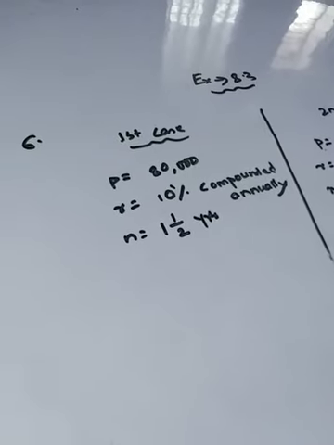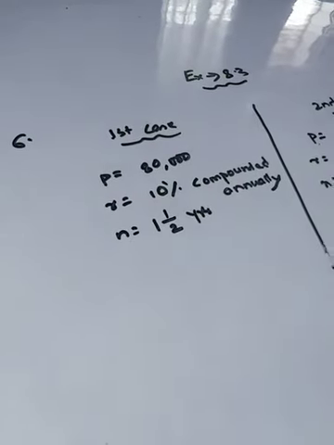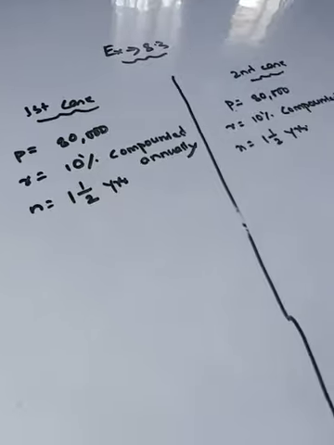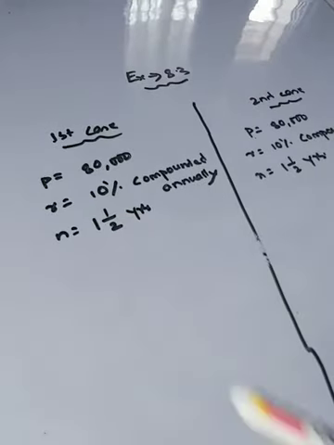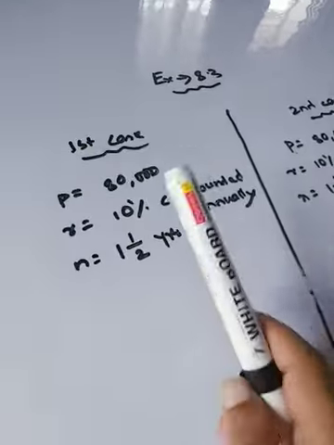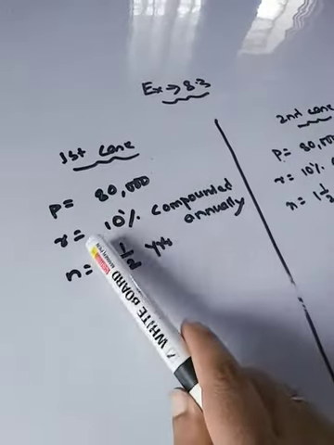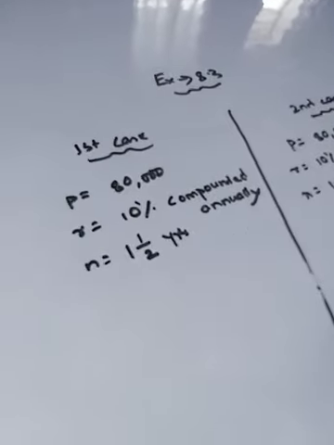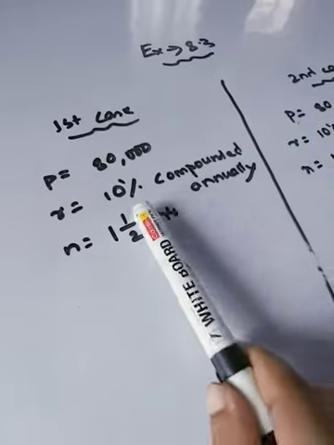Hello, all of you. Today we'll continue from question number 6 of exercise 8.3. Here we have two cases. In the first case, the principal is 80,000, the rate is 10% compounded annually, and n is 1 and 1 by 2 years.